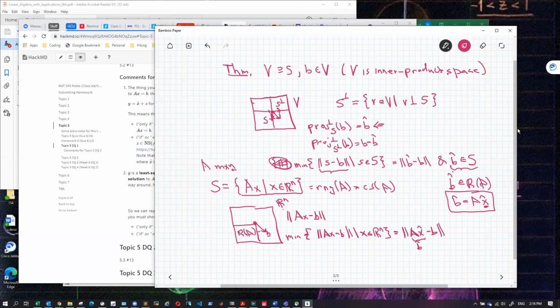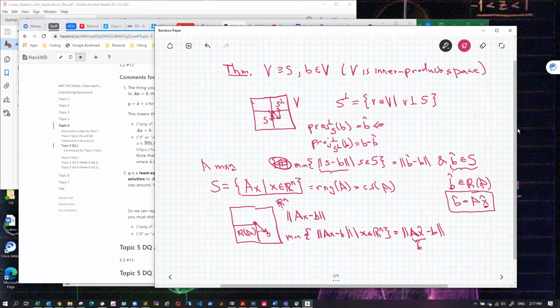Because we're not looking at B, right? Before I was saying that being a least squares solution is not saying that AX hat equals B, right? But it is saying that AX hat equals B hat. That's the difference. So we're not finding an actual solution to AX equals B, right? What we are finding is a solution to AX equals B hat, where B hat is the closest thing to B that happens to be of the form AX, right?